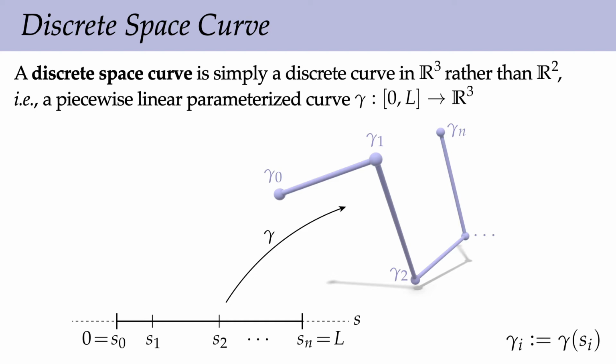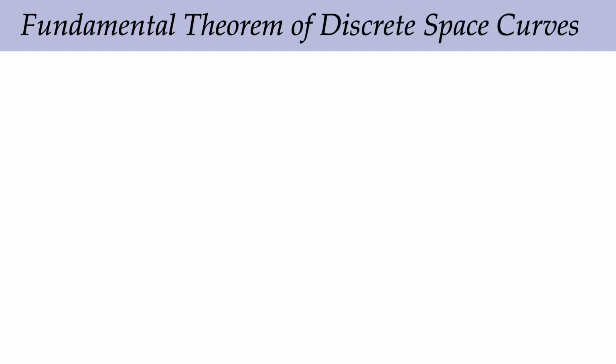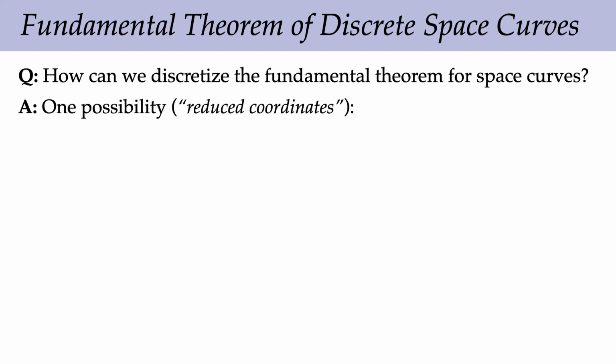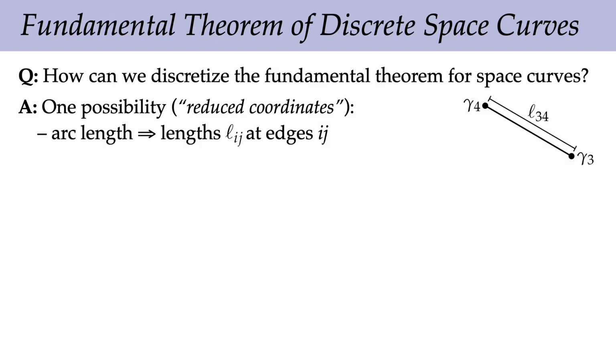So for this kind of discrete curve, we have a fundamental theorem again. Okay, how can we discretize the fundamental theorem for space curves? Well, here's one way to do it. People maybe outside of differential geometry might just say, oh, you're going to describe the curve in what are called reduced coordinates. Okay, so what does that mean? It means rather than giving the vertex positions of the curve, we can describe the curve in terms of its edge lengths, right, which we could think of as sort of arc lengths along pieces of the curve.